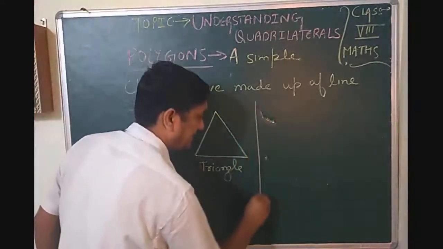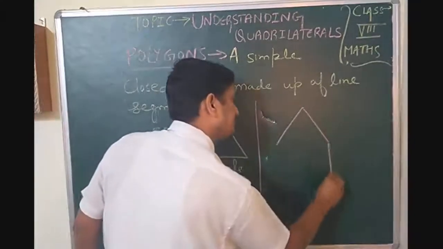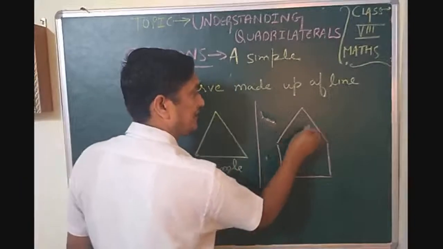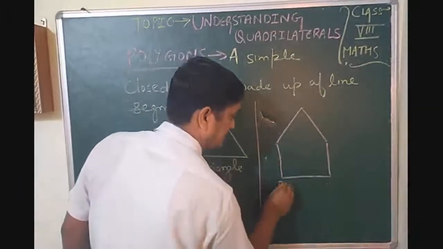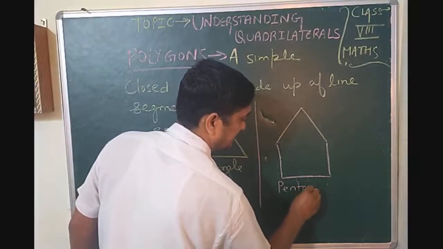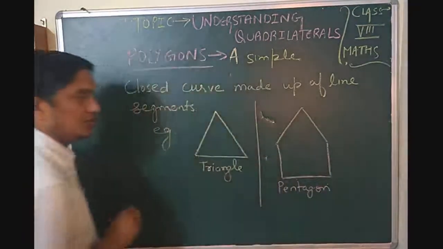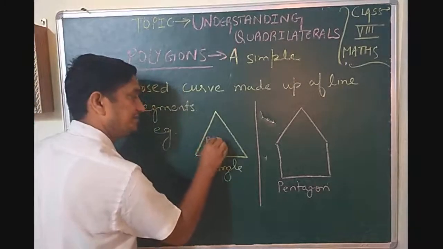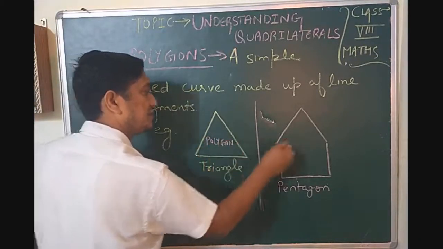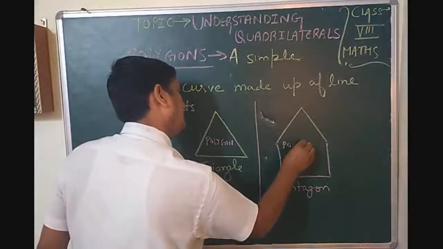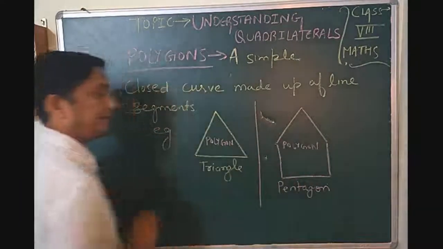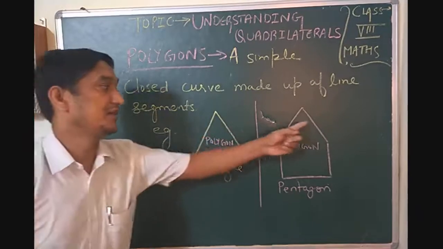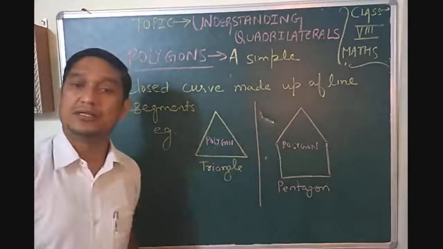Another example we will take. This is one side, two side, three side, four side, and five side. This is pentagon. This is also a polygon. And this is also a polygon. All the shapes that are made up of line segments are called polygons.